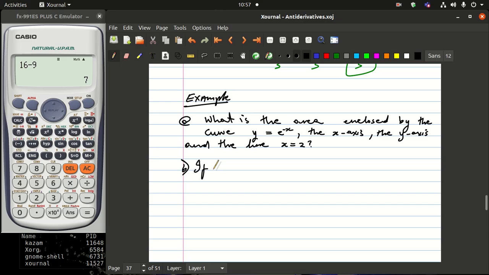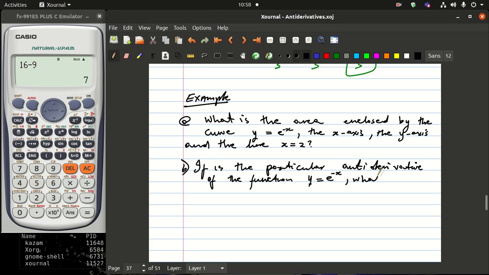If F is a particular antiderivative of the function y is equal to e raised to minus x, evaluate the value of F of 2 minus F of 0.